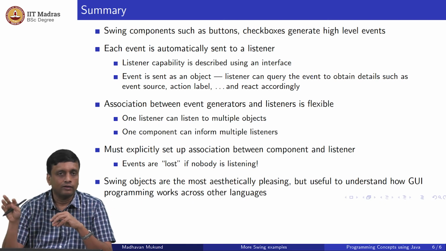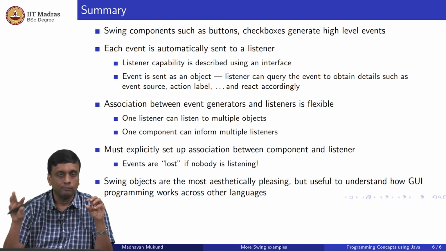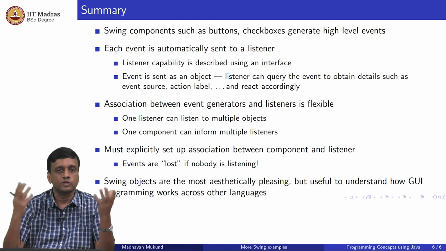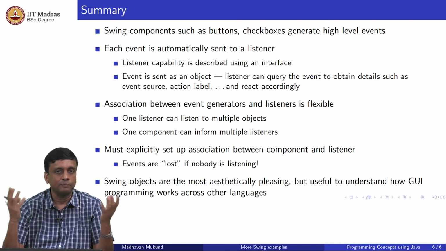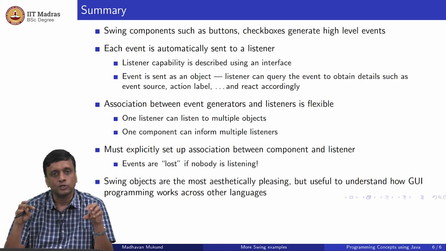So this association is flexible, as we have seen. You could have one to many, many to one, so you can have multicasting, all these things, but you have to do it explicitly. So if you do not connect a component to a listener, then the component's events will get generated and will just disappear. Nobody is listening to them, they will get lost. So this is what we said, you will get an unresponsive button, for example. Nothing happens because there's nobody listening to it. So it's the programmer's responsibility to do this.